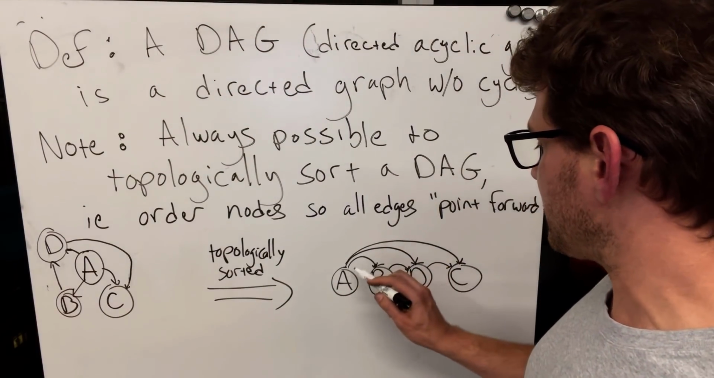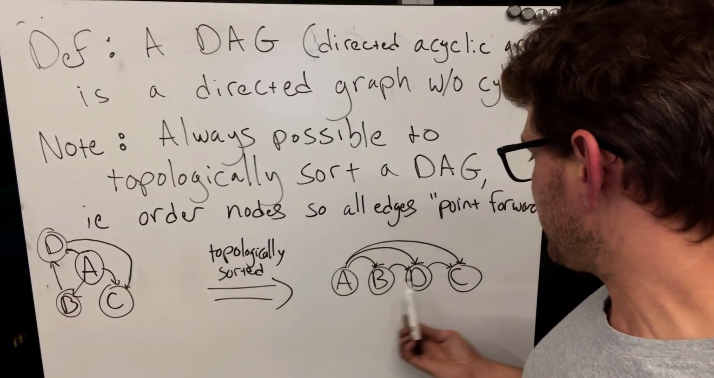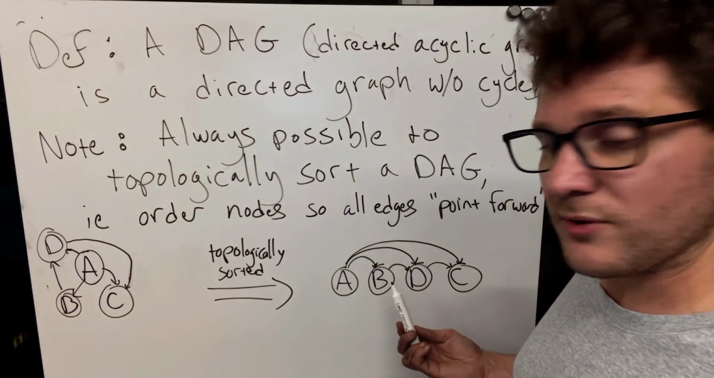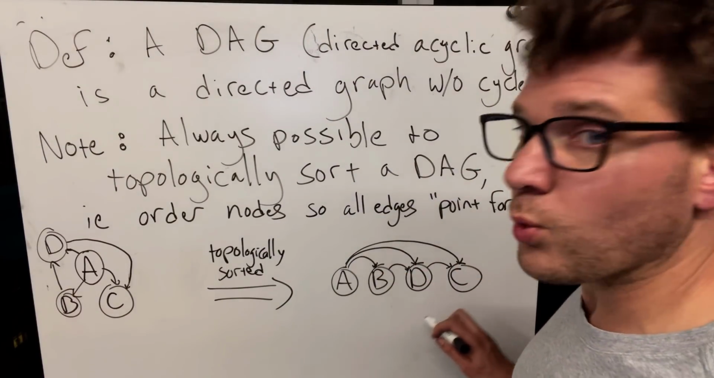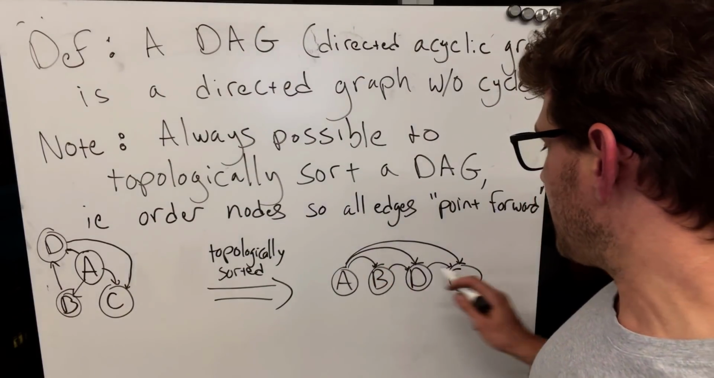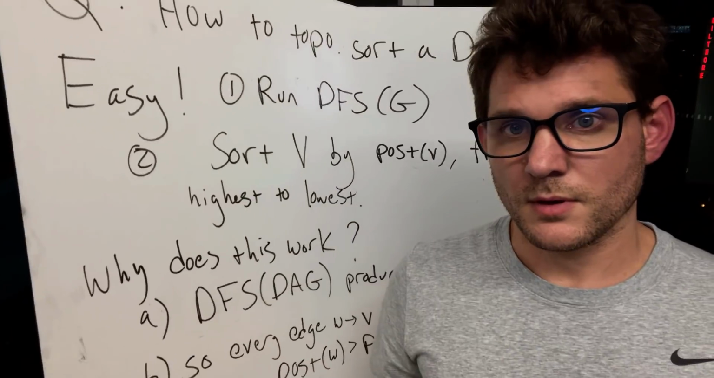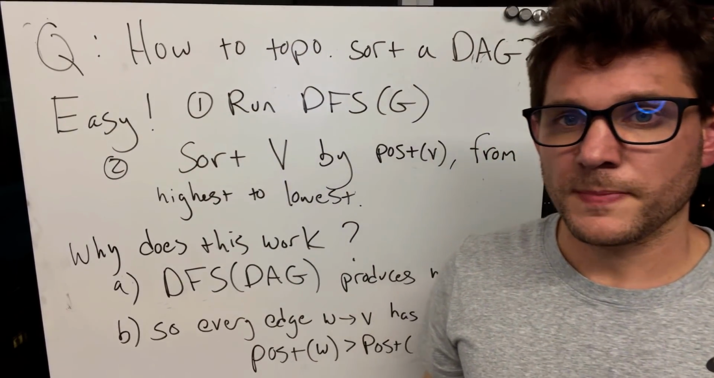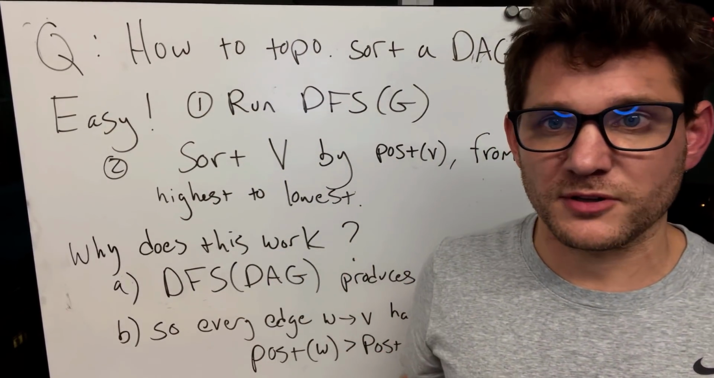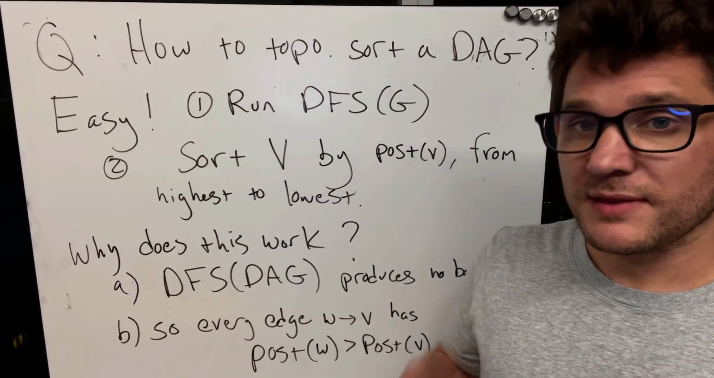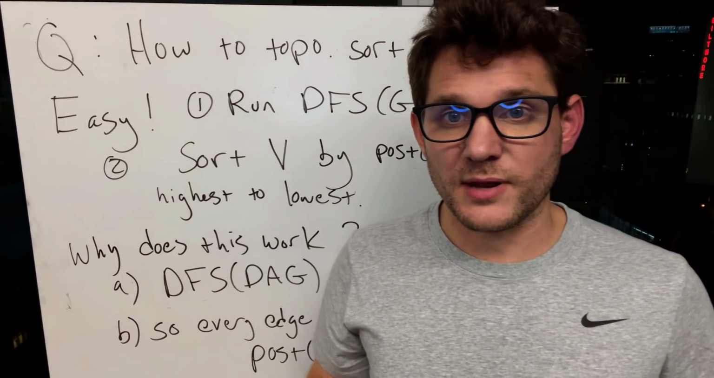And you know that because you can't have cycles in a topologically sorted graph. Why can't you have cycles? Because a cycle would require one of the edges to point backwards. So once it's topologically sorted, you can be sure that you have a DAG. So here's an interesting question. How do you actually produce a topological sorting of a DAG? That's a good one, and it turns out we have an easy answer now.